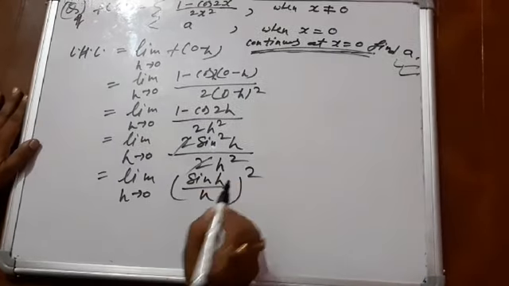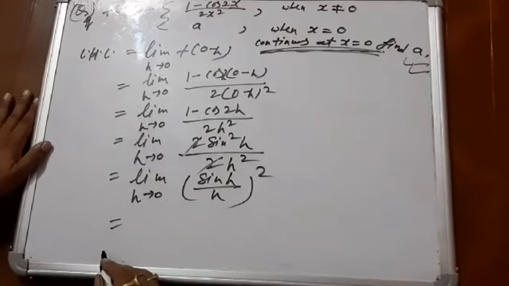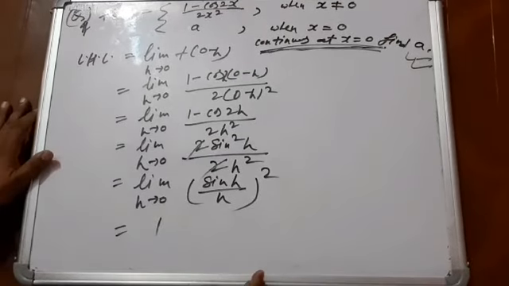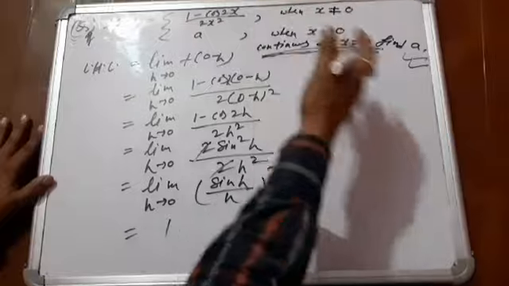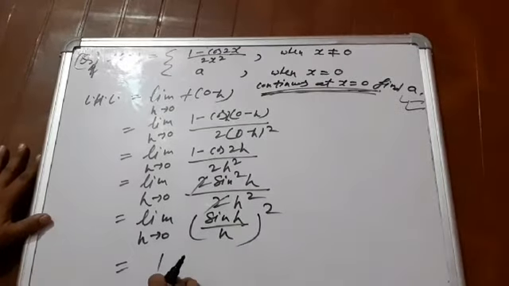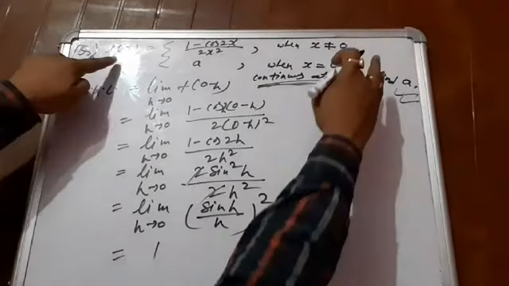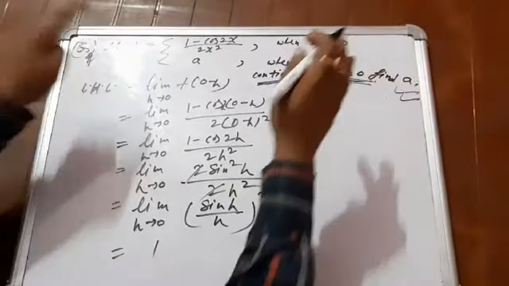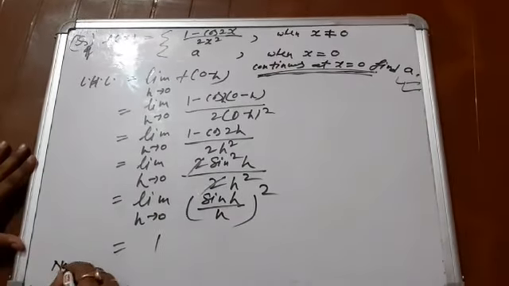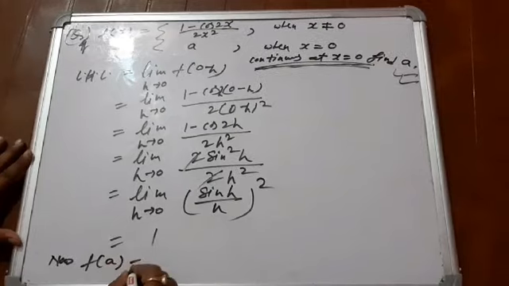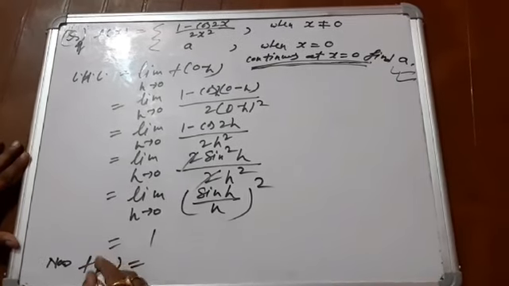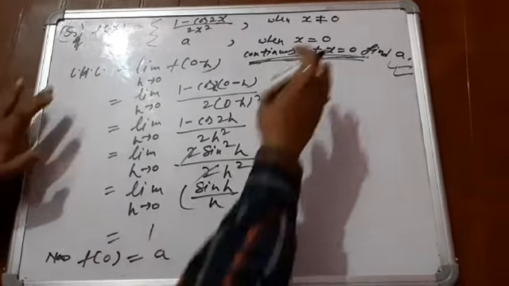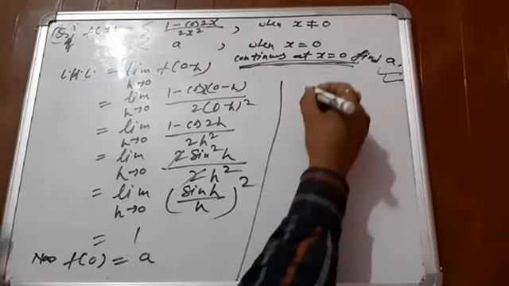If h tends to 0, its value is 1. And if you want, you can find out the RHL. Again, you will get 1. But it is not necessary here because the value of the function is given here, a. Have you seen? Now f of a is equal to f of 0. F of 0 is equal to a. It is given here. Now use the criteria.